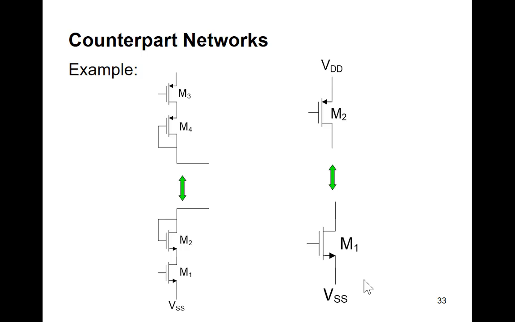Here's the simple common source transistor, single transistor. Replace VDD with VSS. Replace the N channel with the P channel. So this is a counterpart network. So I can give you any network, and if you just blatantly substitute P's for N's, blatantly replace VDDs with VSS's, you obtain the counterpart network.